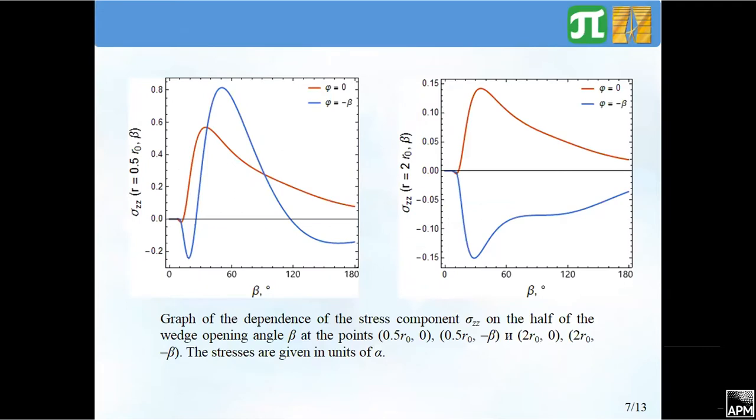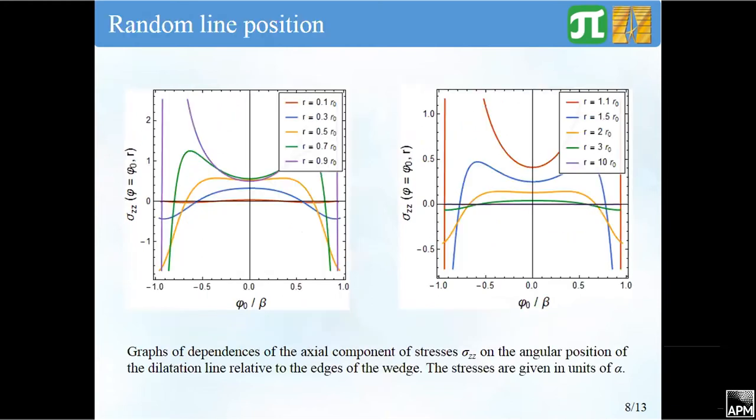This slide presents a graph of the dependence of the axial component of stress on the wedge opening angle. This slide presents graphs of the dependence of the axial component of stresses on the angular position of the dilatation line relative to the edges of the wedge.